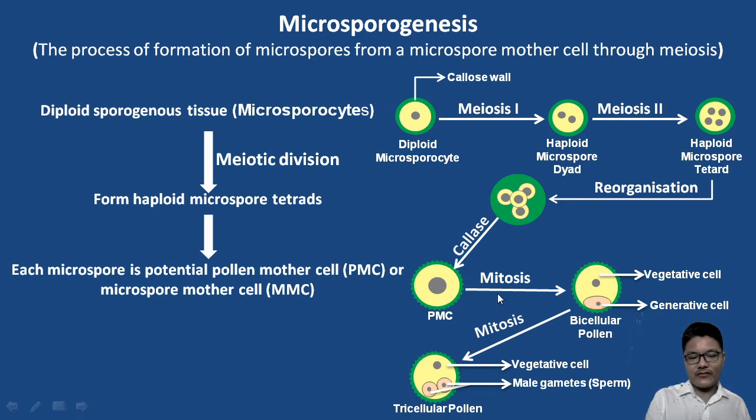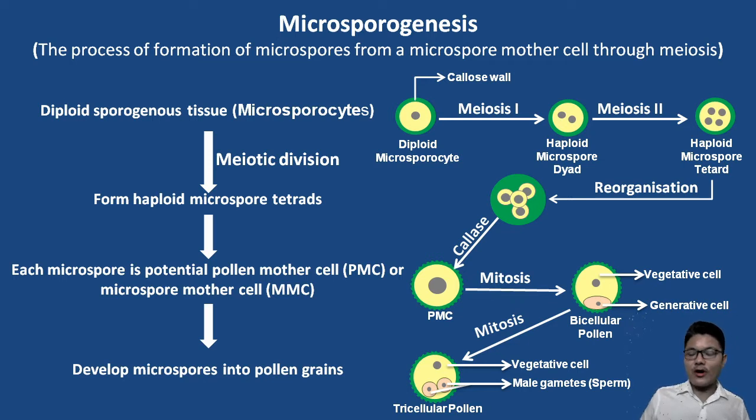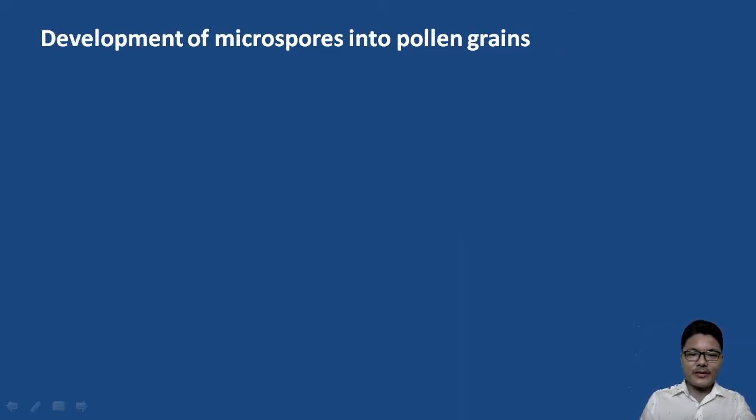Later there is formation of the pollen mother cell or microspore mother cell, which has the potential or ability to develop into pollen grains. So each microspore in the pollen mother cell will have the potential to develop into microspores, which later develop into pollen grains. Development of microspores into pollen grains: how will microspores develop into pollen grains?